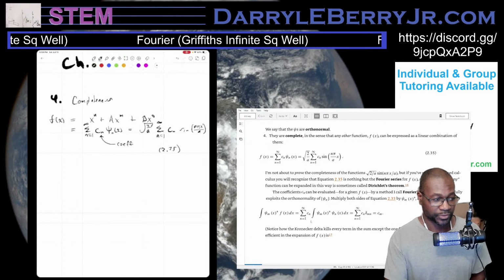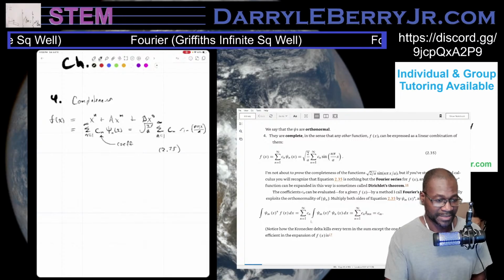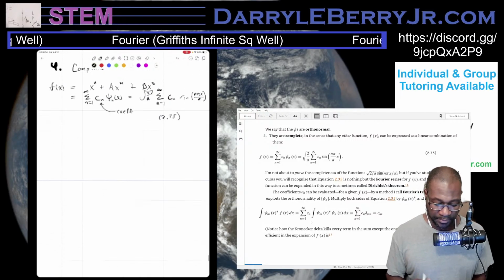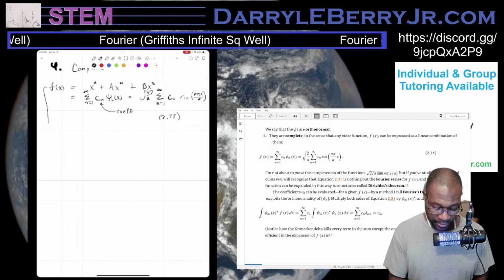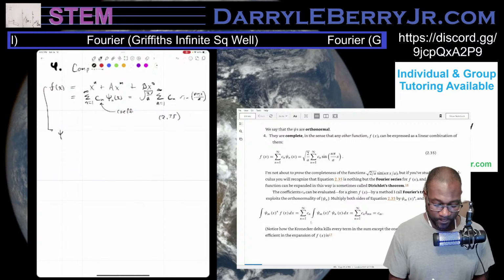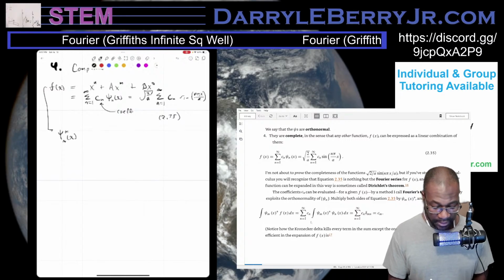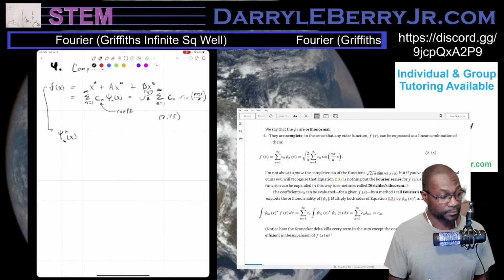Multiply both sides of equation 2.35 by psi m of x, complex conjugate, and integrate. So basically what we're doing is taking this equation here and multiplying each side by the complex conjugate of a different coefficient.